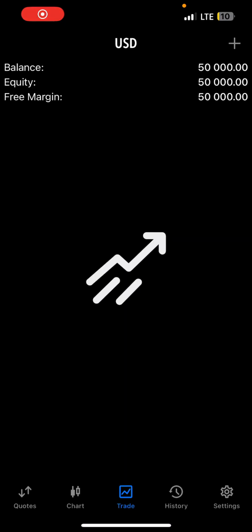What's going on, guys? So today what we're going to be going over is how to place a trade. The platform that we use is MetaTrader 5 because we are linked to using FTMO.